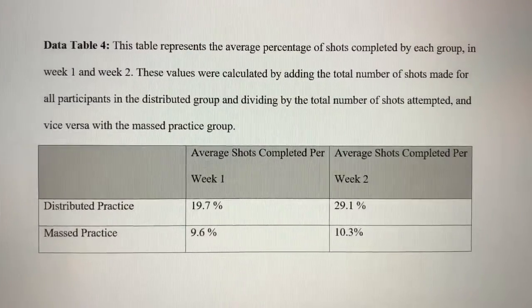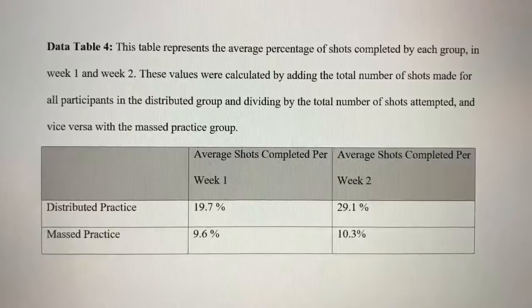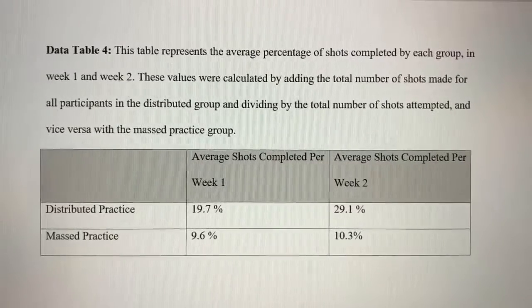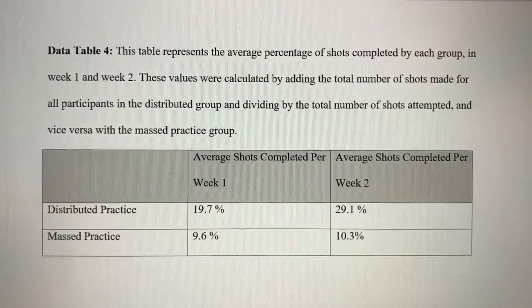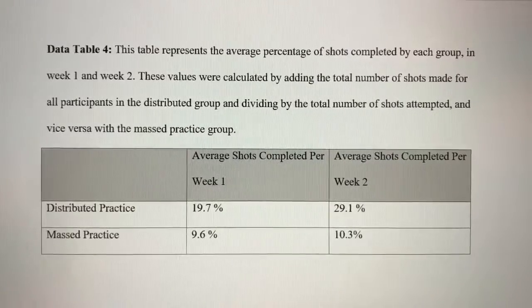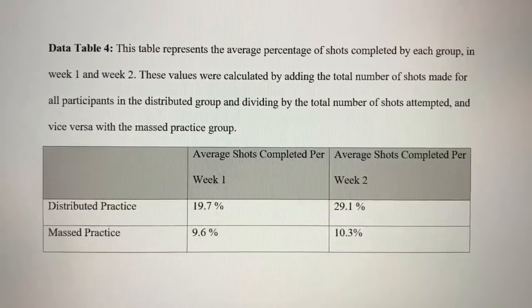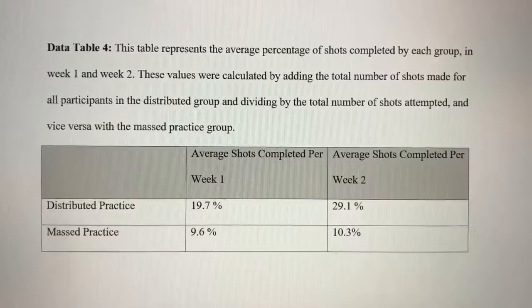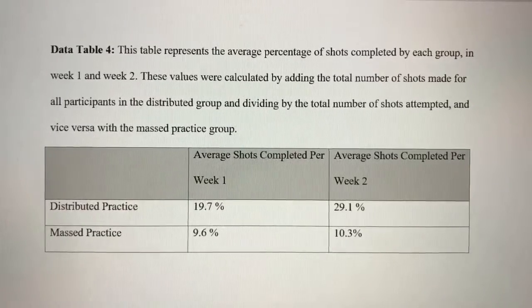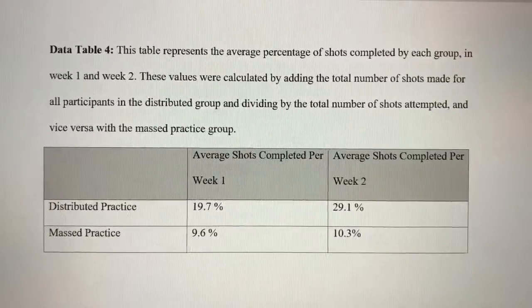This table shows that a distributed practice group showed the largest improvement from the first week to second week, going from 19.7% of free throws made in the first week to 29.7% of free throws made on the second week. The mass practice group went from 9.6% of free throws made on the first week to 10.3% of free throws made on the second week.